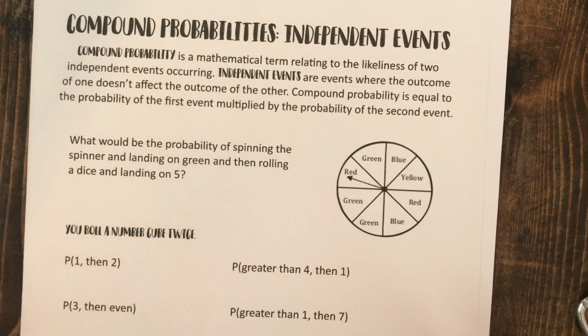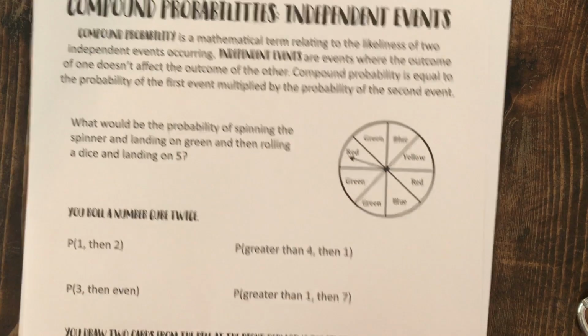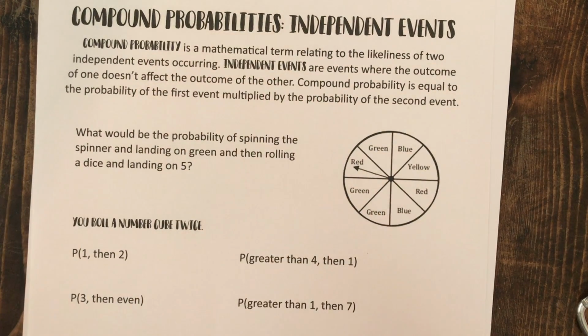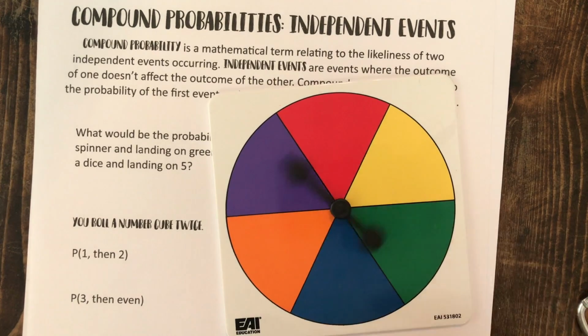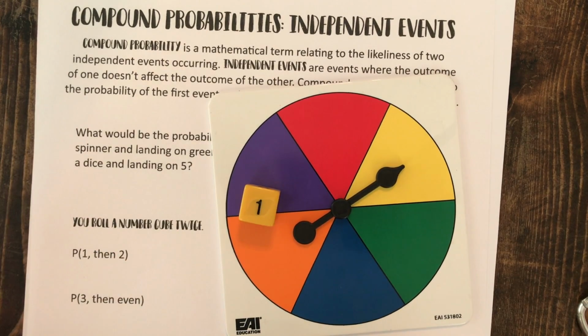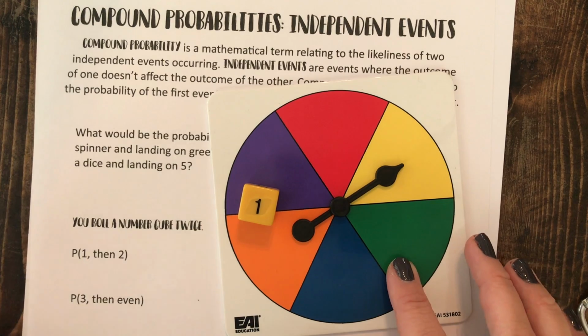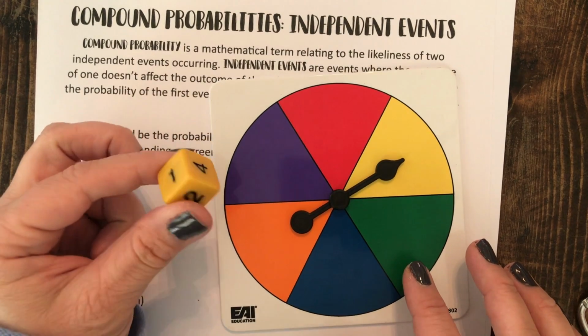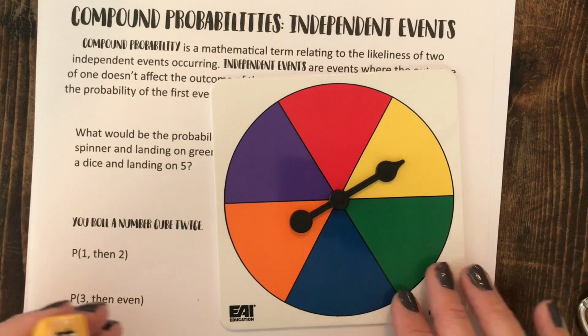Okay, today we're going to talk about compound probability, and that is a mathematical term relating to the likeliness of two independent events occurring. Okay, and independent events are just where the outcome of one doesn't affect the outcome of the other. So for example, if I were to spin this spinner and roll this dice, does what I spin on the spinner have anything to do with this dice? No, one does not affect the other.